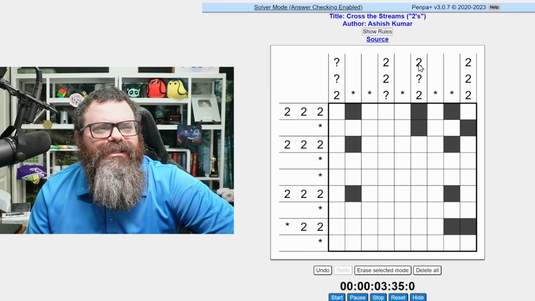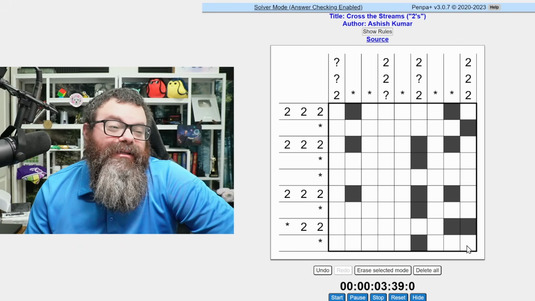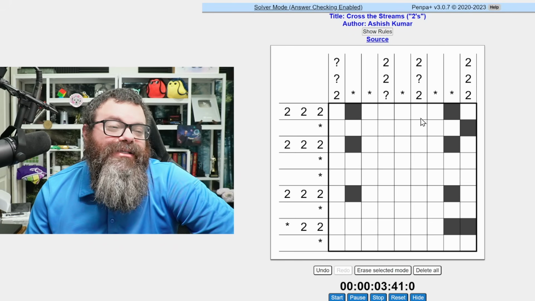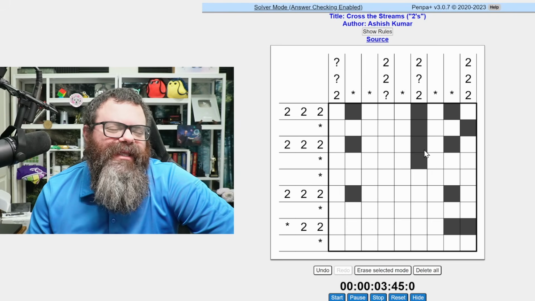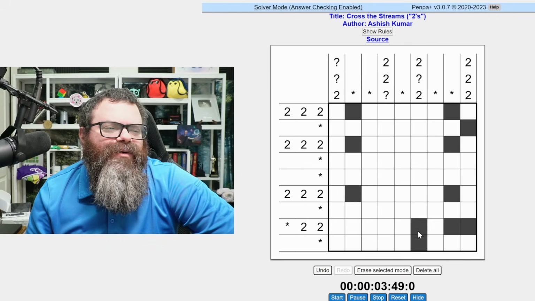If this 2 starts here, how late can this 2 start? I think we could do this. This is possible, but that's as late as this 2 starts. So it doesn't actually force... Somewhere in these 4, we have 2 shaded. That's all we can really say. And then somewhere in these 4, we have 2 shaded.